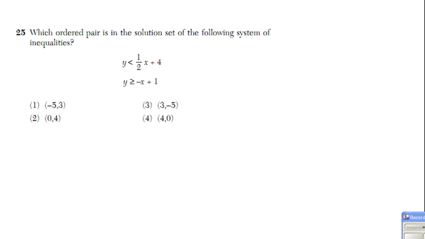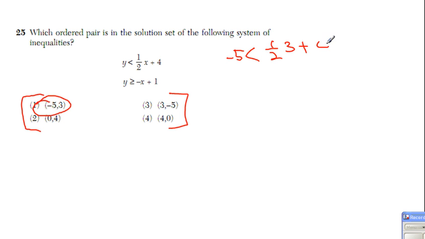Now, which one of these are solutions? In fact, you can try to do this one in two different ways. One way is to plug in all these 4 values here. Or the second way, since this is a multiple choice question, the better way would be simply plugging in and then seeing what happens. For example, you have to plug in this ordered pair into the x and y locations. So we have negative 5. In fact, is that less than 1/2 of 3 plus 4?